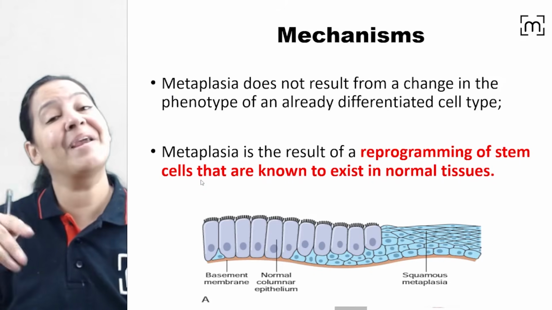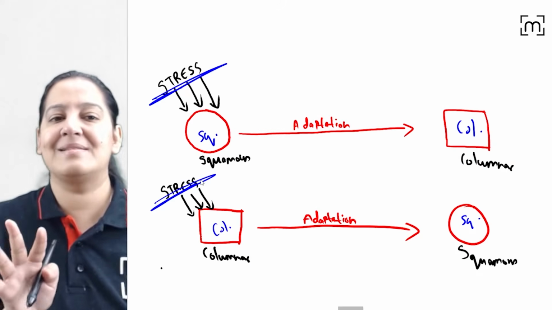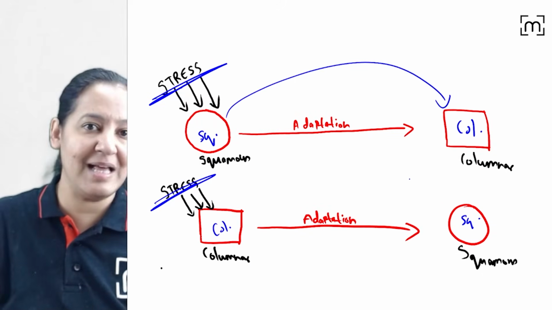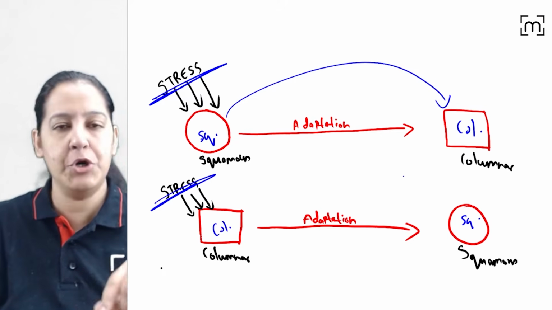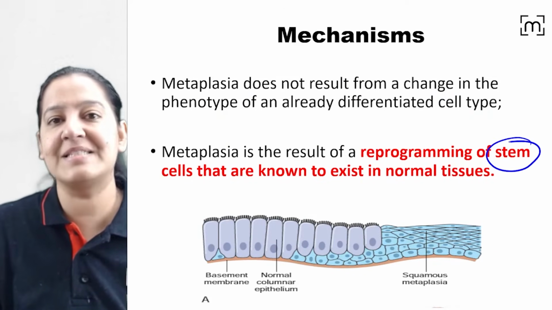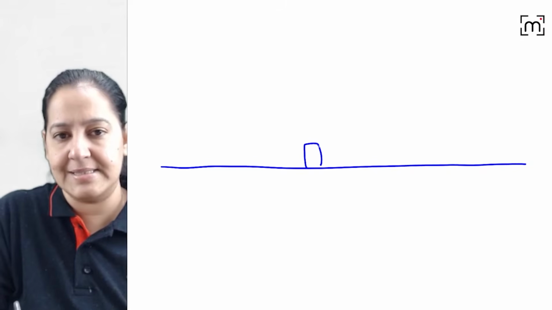I guess coming on the mechanism, how actually it is happening. Now it is a misunderstanding. It is not actually the same cell got converted. No, it is not the same cell which was squamous got converted to columnar. No, it doesn't happen. So what is happening? In all organs we have some stem cells. I would like to draw the diagram. Just suppose this is an organ and these are the stem cells.